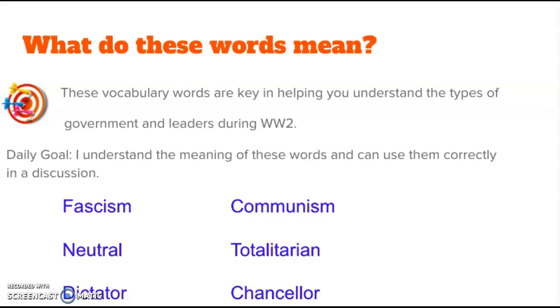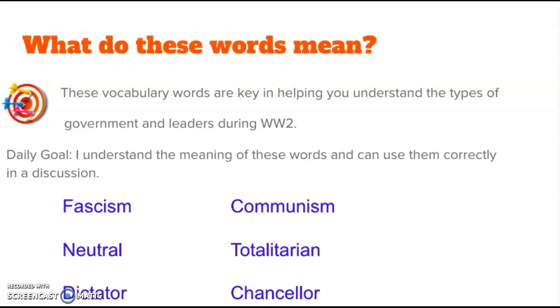So the first word is fascism. The second word is neutral. The third word is dictator. The fourth word is communism. The fourth word is totalitarian. And the sixth word is chancellor. I don't know if I miscounted there, but please forgive me if I did.